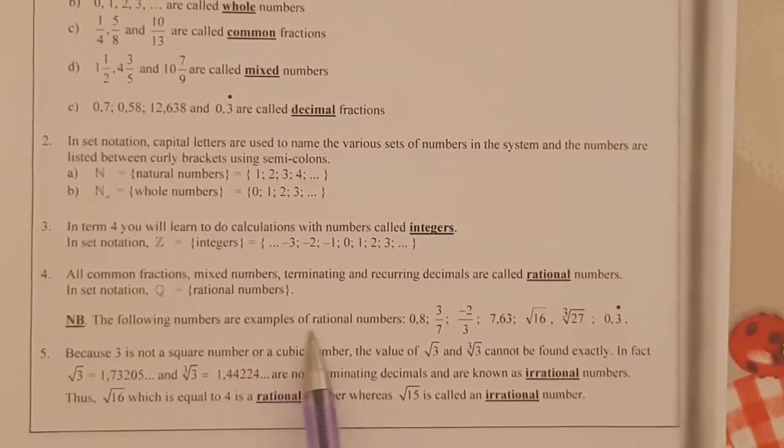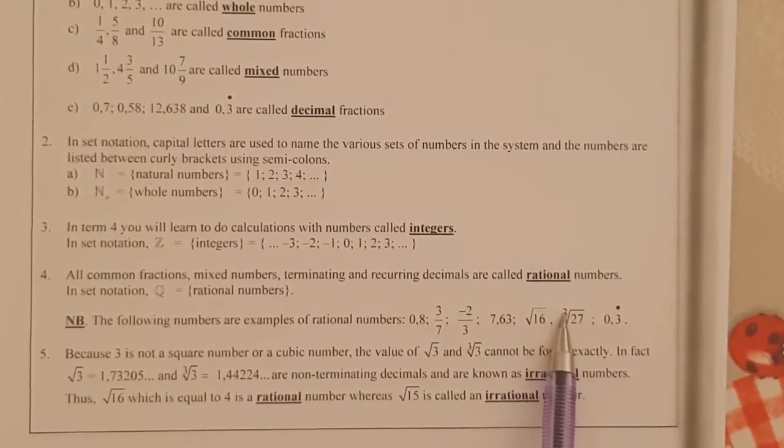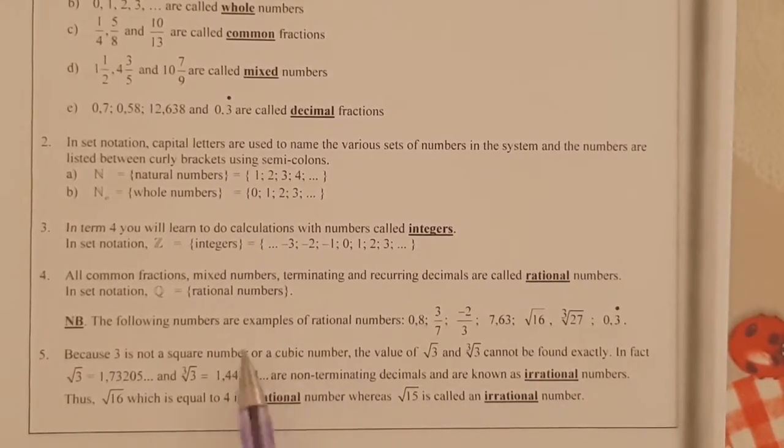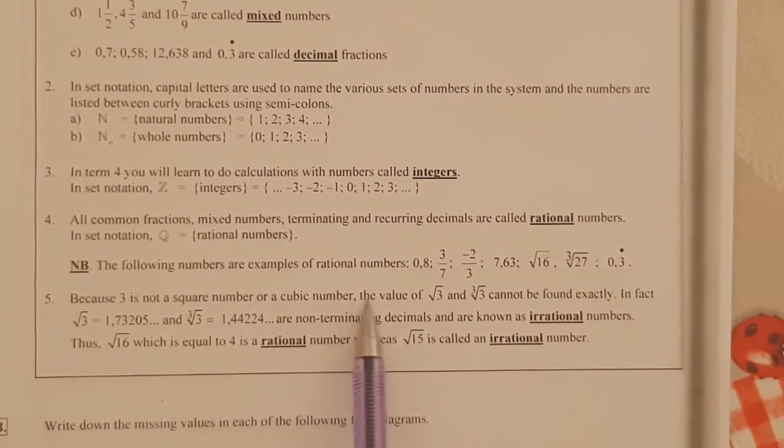The following numbers are examples of rational numbers. 0.8, 3 over 7, negative 2 over 3, 7.63, square root of 16, cube root of 27, and 0.33 recurring. You call all these forms rational numbers. Because 3 is not a square or a cube number, the value of square root 3 and cube root of 3 cannot be found exactly.